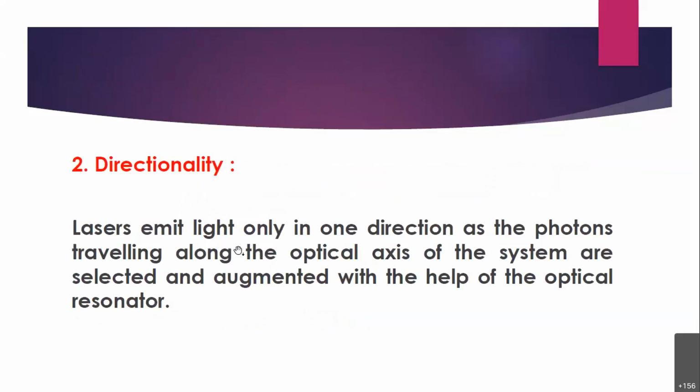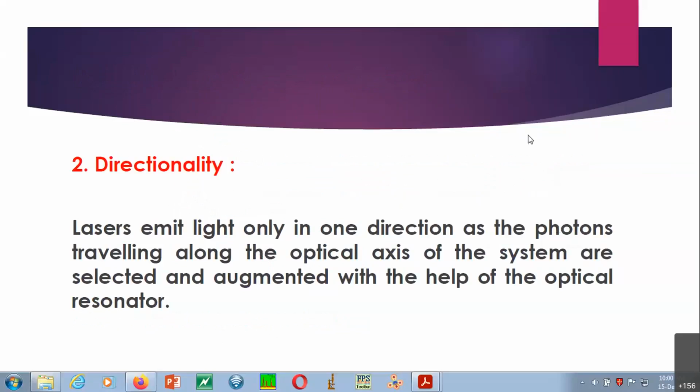Then you go further. This is the second property, directionality. Now you people know what is the main thing responsible for that: the alignment of the mirrors, which we get with the help of the optical resonator. So light will be emitted only in one direction, because of this setup which we have done in the optical resonator.